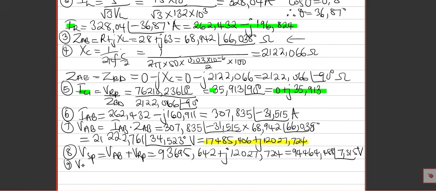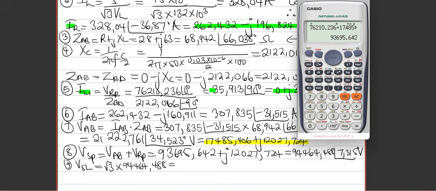Next, find VS line. Root 3 times the answer we found, 94464 comma 488. Please confirm on your side if I'm passing or failing. You do that on your calculator. I'm in error, failure. 64 comma 488. Yeah, we're getting 163617 comma 293.